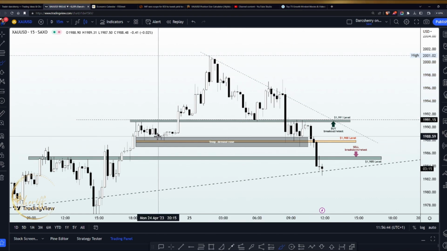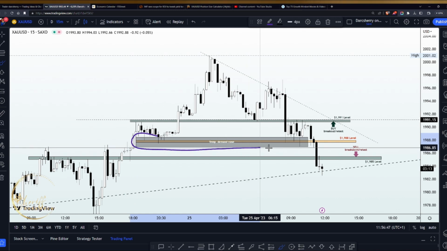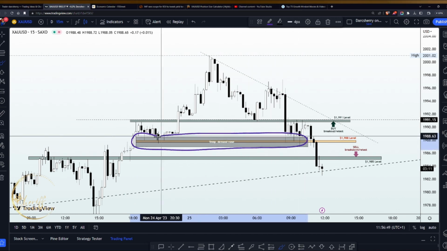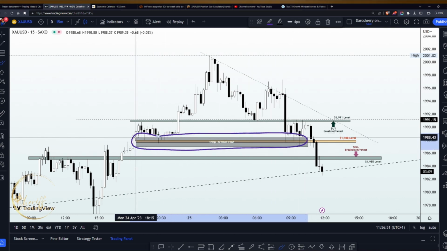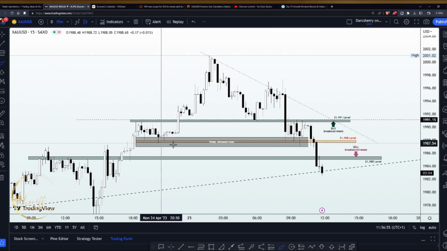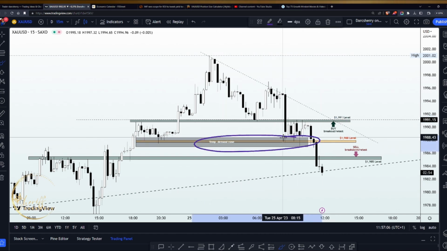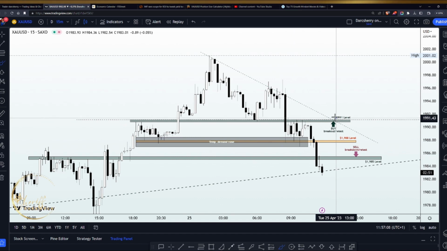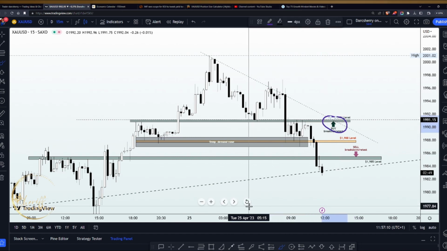Then we had this demand zone at the 1988 level, which has been a strong demand zone in the last 12, 12-15 hours thereabout. And I was of the opinion that if price action breaks out of the 1991, this demand zone has proven its validity in this market, then a breakout of that level will definitely have broken out of that trend line to give us a buying opportunity. But that did not happen here.